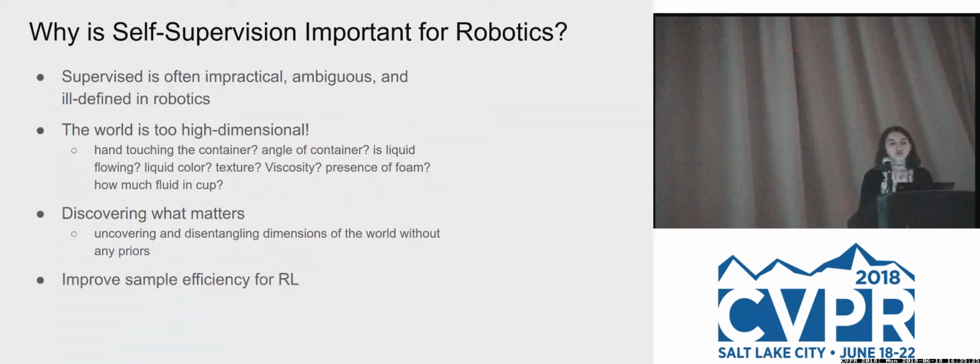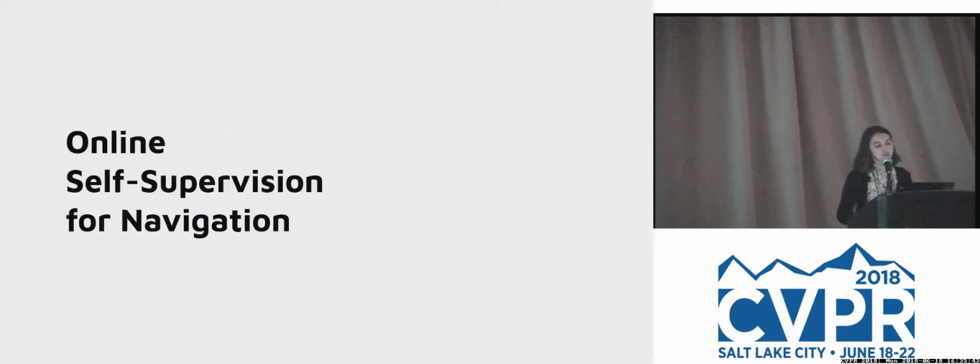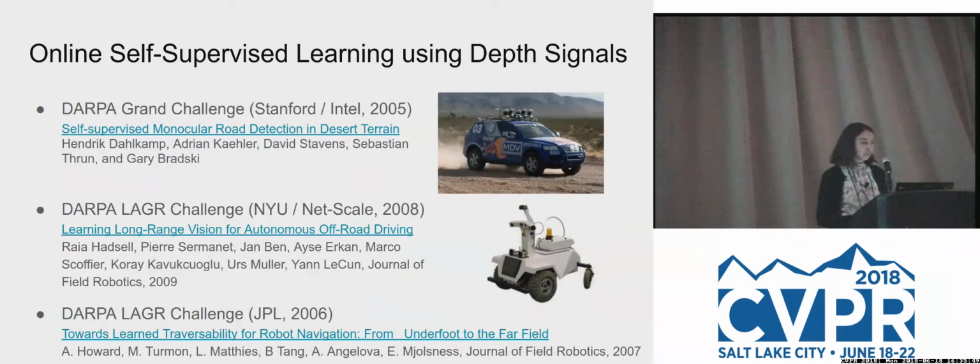We'll see in this tutorial that some of the methods can help improve the sample efficiency of some reinforcement learning algorithms. This means that they can learn faster and reach good results. We'll also see some online learning and adaptation in the context of self-supervised learning. And we actually start with that. We will talk about self-supervised learning for navigation.